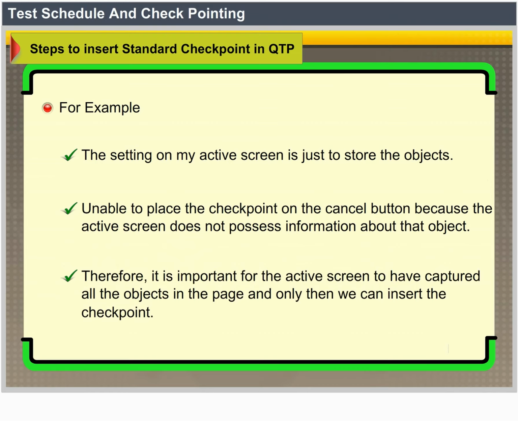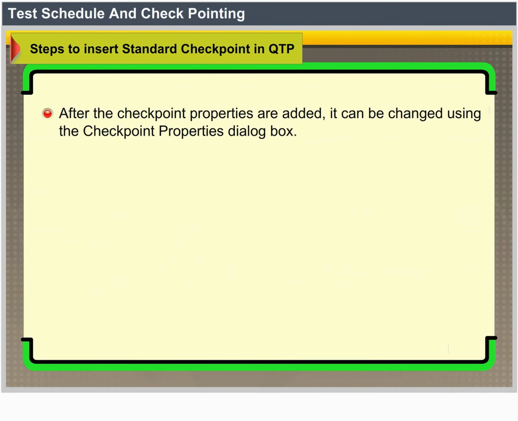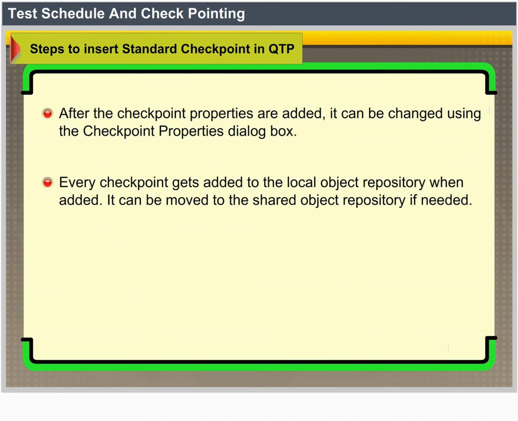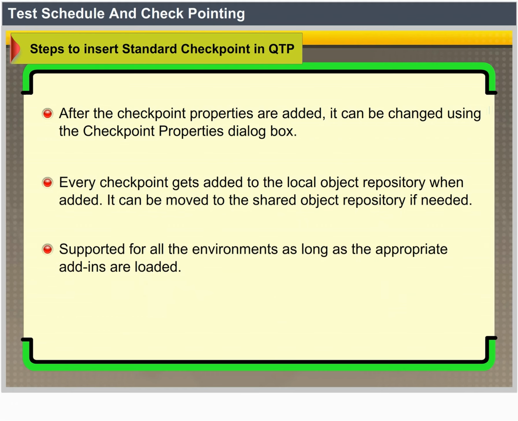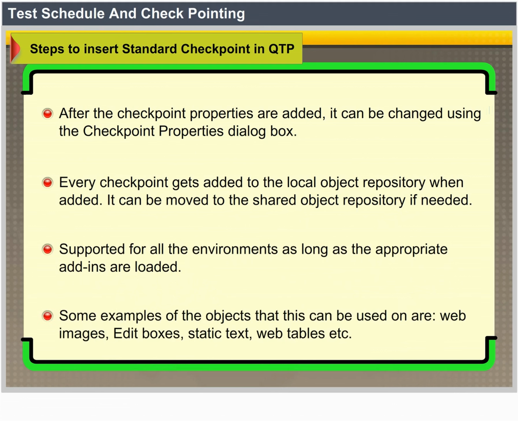Once added, the checkpoint properties can be changed using the Checkpoint Properties dialog box. Every checkpoint gets added to the local object repository when added. It can be moved to the shared object repository if needed. It is supported for all the environments as long as the appropriate add-ins are loaded. Some examples of the objects that this can be used on are web images, edit boxes, static text, web tables, etc.